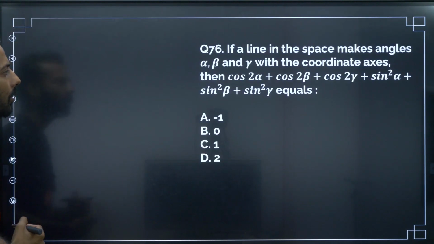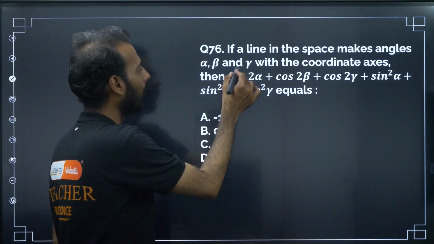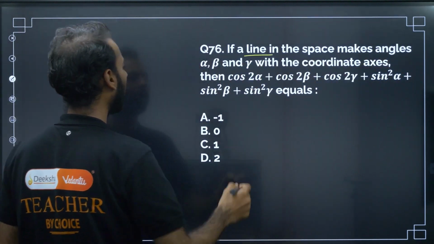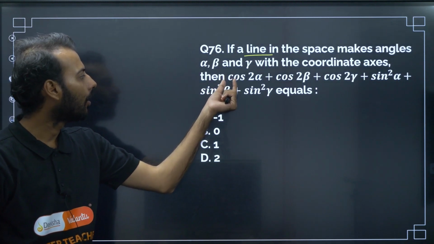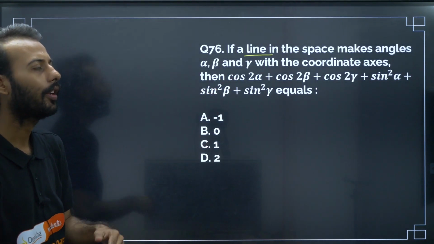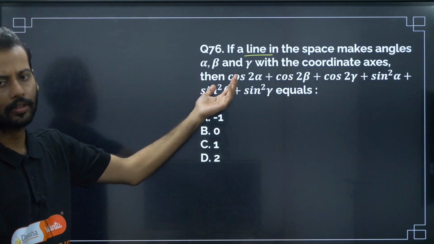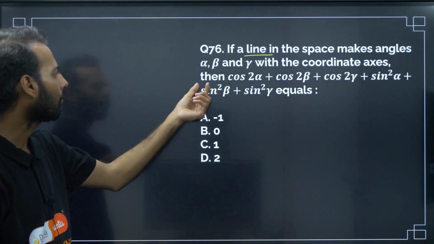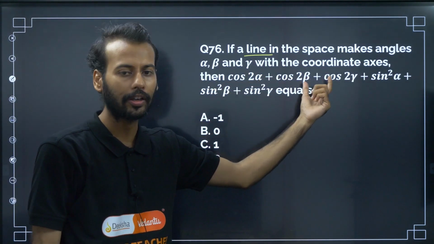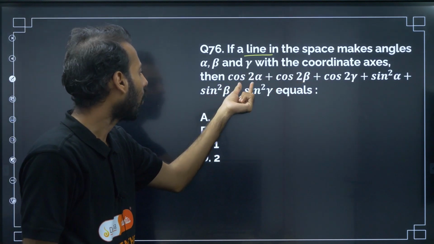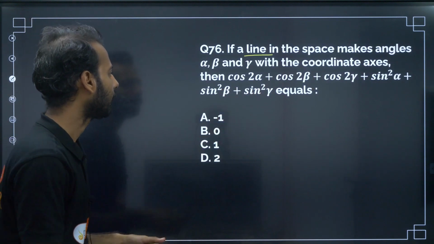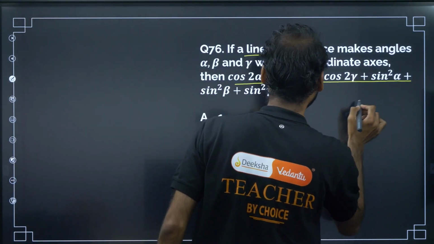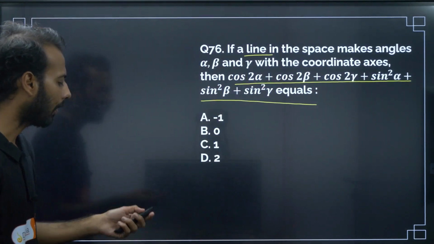Next, moving to the next, if a line in space makes angles alpha, beta, gamma with the coordinate axes, three-dimensional geometry at the beginning only, whenever we discuss it, it is based on that concept only. Then cos 2 alpha plus cos 2 beta plus cos 2 gamma, some expression they have given, this value they are asking to find.